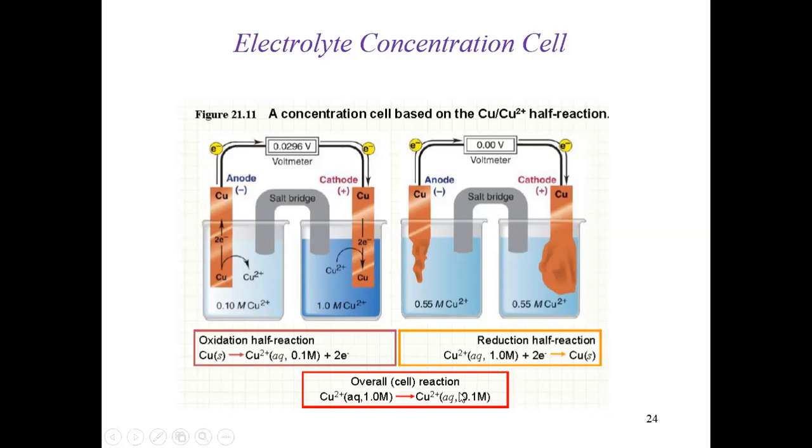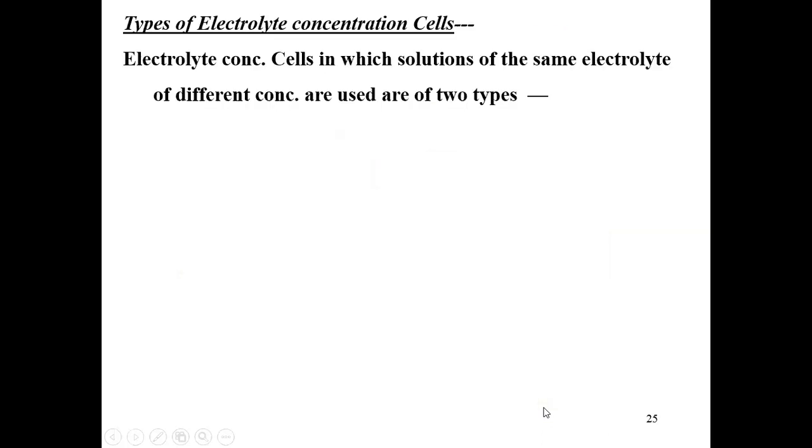And this continues till these concentrations become equal, which in this case is 0.55 molar. Okay, so electrolyte concentration cells are further of two types, right?